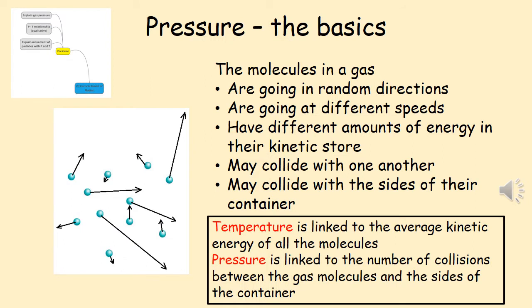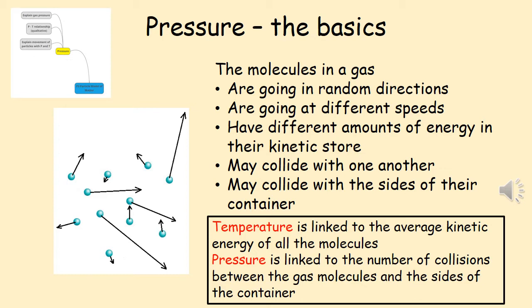This part of the topic is to do with gases. So let's review first of all what we know about the molecules of a gas. So we know that they're going in random directions. What you might not have picked up on is that they are actually travelling at different speeds, and so they have different amounts of energy in their kinetic store. And this is shown in the diagram. You've got them going in all sorts of different directions. Some of them have got longer arrows, some shorter arrows, and that is supposed to represent the different speeds that these particles are going.